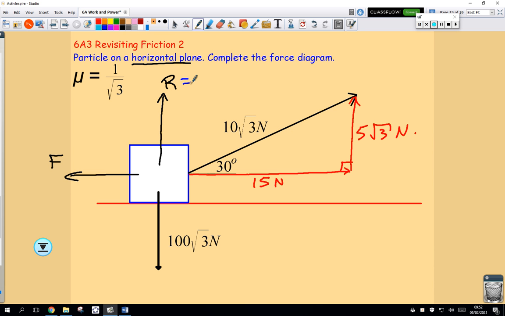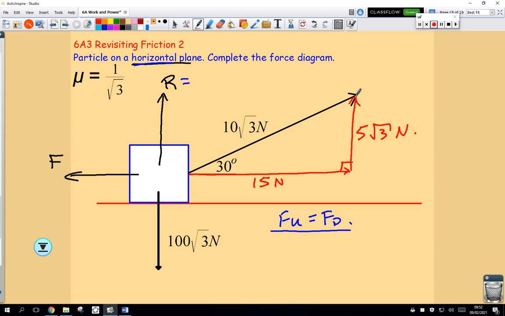I want to think about the normal reaction. Well, remember, the forces up are going to equal the forces down. How do I know that? Because it's traveling on a horizontal plane. This is a string just pulling along here. That's just going to make it travel along the plane. Forces up equal the forces down.